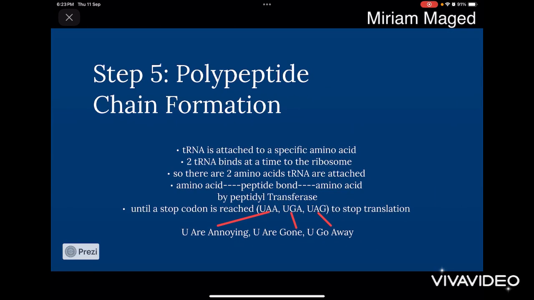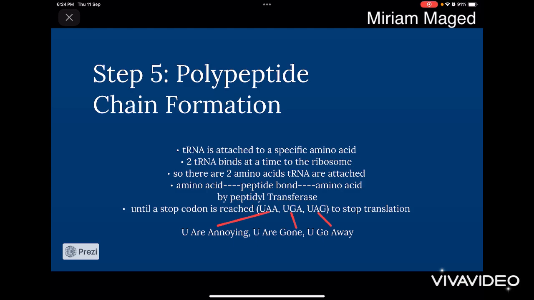Then you have a polypeptide formation where tRNA is attached to a specific amino acid. 2 tRNA bind to the mRNA at a time in the ribosomes. There are 2 amino acids because we know that tRNA are attached to amino acids, right? So amino acid with amino acid are joined during condensation reaction by peptidyl transferase to form, guess what, peptide bond. Just the same, peptide, peptidyl, like no difference.